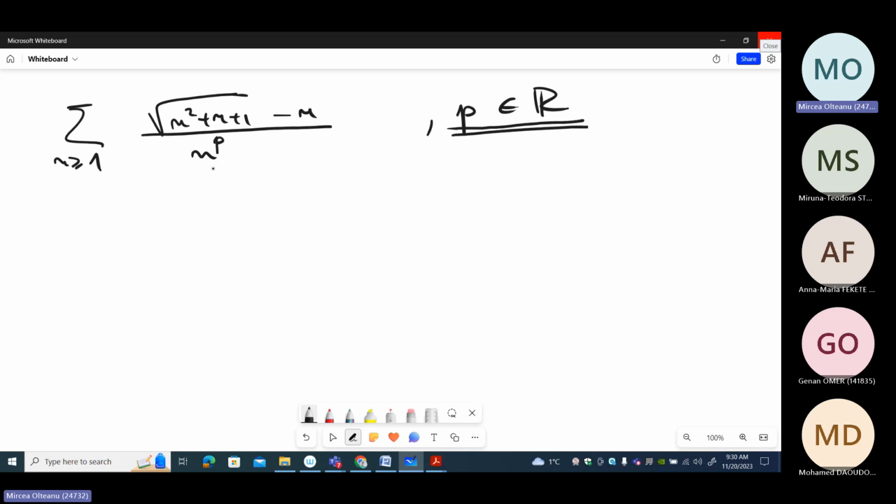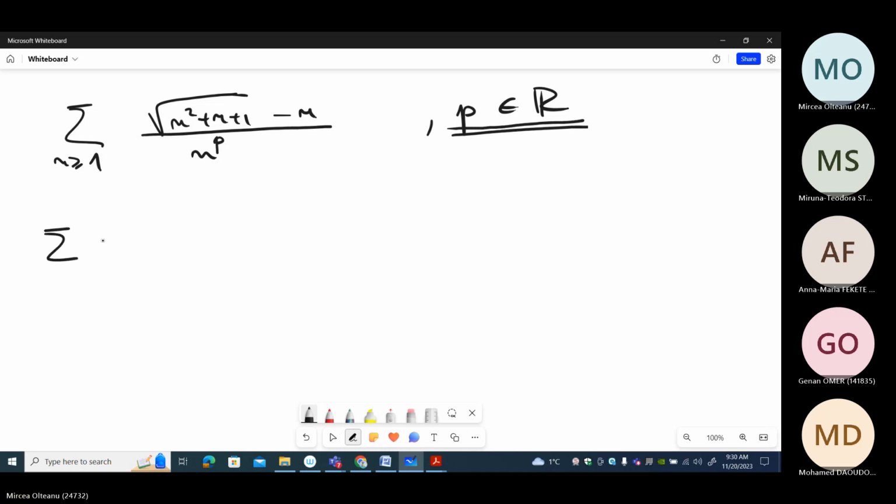I mean, we expect an answer of the following type. For some specific values of p, the series is convergent. For other values, it is divergent. This is more or less what we expect when we have an exercise with a parameter. Okay, how to work? Now, we shall use the comparison test at limit with n at alpha.